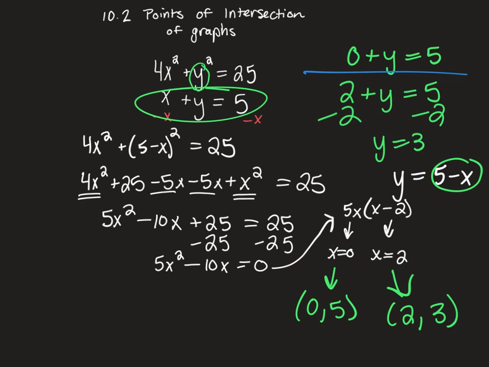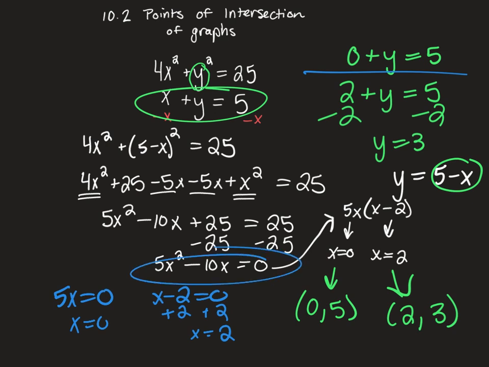So what I did here is I took 5x equals 0 and x minus 2 equals 0. When I solve that for x, I get x equals 0, and when I solve this for x, I get x equals 2. So those are my two solutions to this equation. That makes more sense. Now that I have those two solutions, I'm plugging them back into one of my original equations to find the y values that go with them.